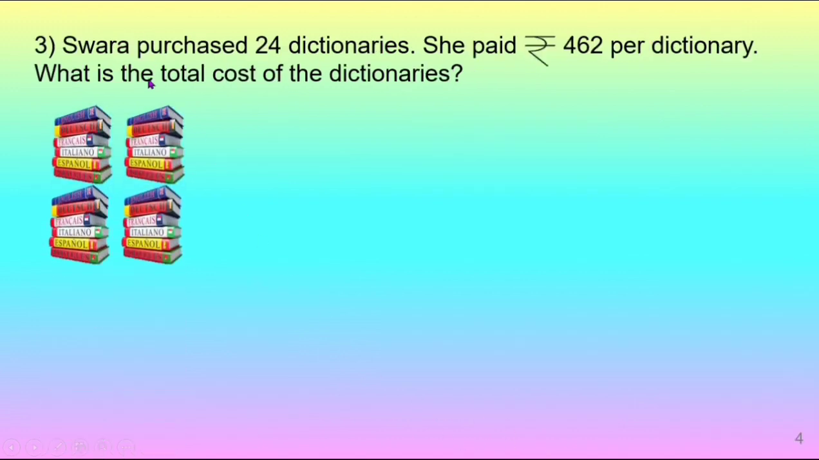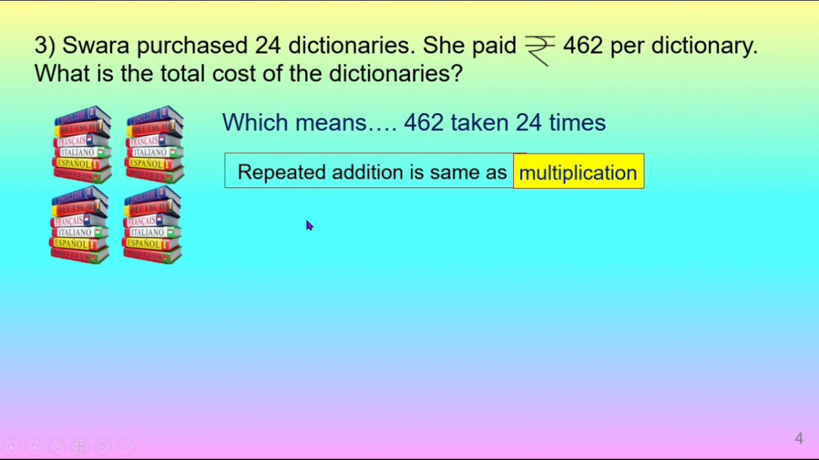Let's take another example. Swara purchased 24 dictionaries. She paid rupees 462 per dictionary. What is the total cost of the dictionaries? Here you first visualize it. So you have stacks of 6 dictionaries. That means 24 in all. Each costing 462. That means the number 462 has to be added how many times? 24 times. So that is repeated addition, which is same as multiplication.